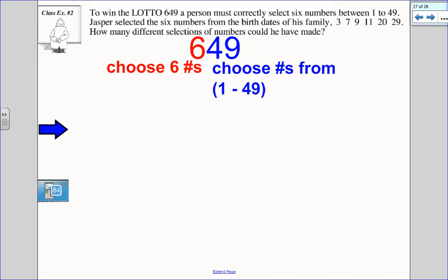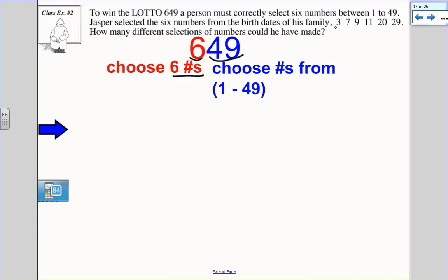Let's try another example. So we have this lotto system called the 6/49, and I just want to explain to you why it's called a 6/49 if you've never heard of it. It's called 6 because you are choosing 6 numbers, and 49, you're choosing numbers from 1 to 49. So you can go in and you can actually pick the numbers that you want to, or you can do what's called a quick pick, and it randomly selects numbers for you.